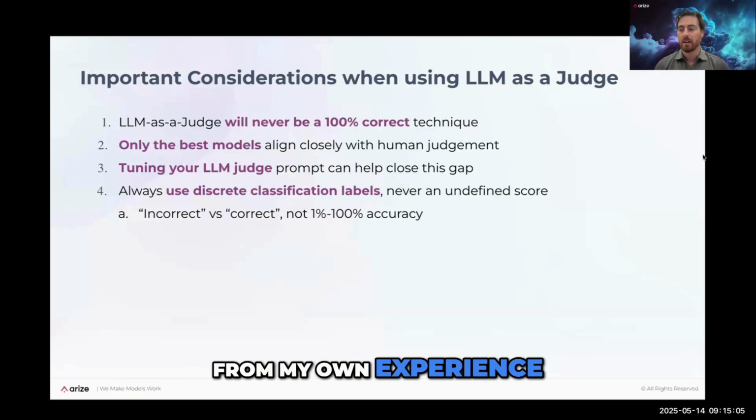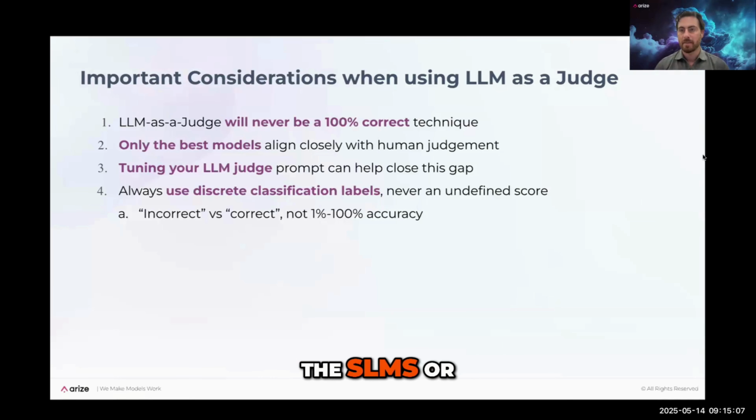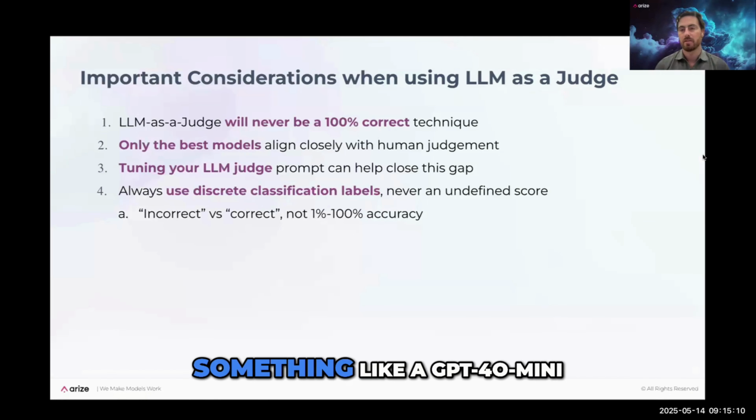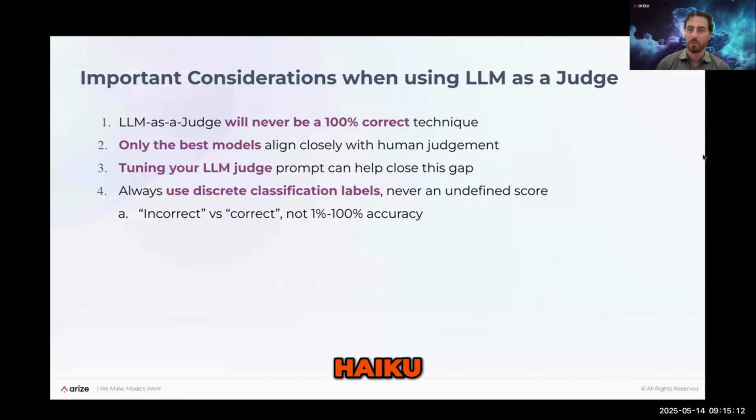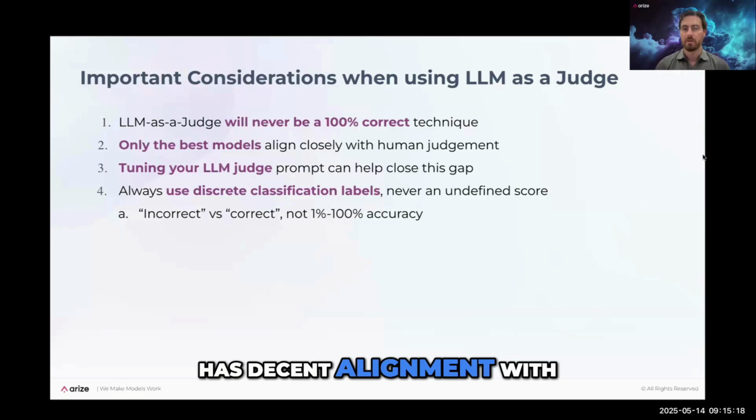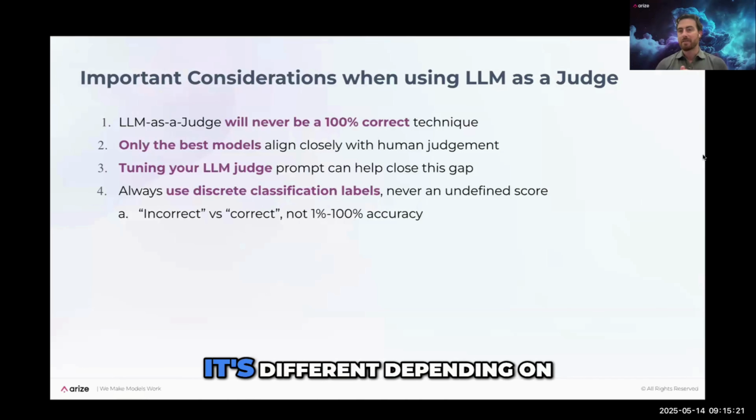Anecdotally, from my own experience, using what I call SLMs, or small language models, something like GPT-4o Mini, Claude Haiku, or even an 8 billion parameter Llama model, for example, has decent alignment with human judgment. The reality, though, is that it's different depending on the template and the task that you're asking it to do.